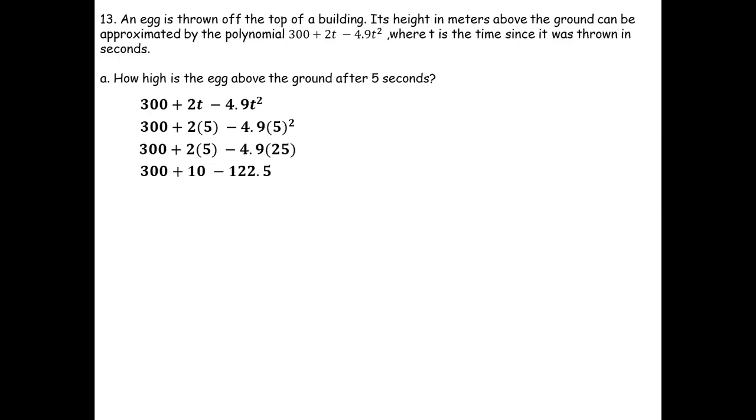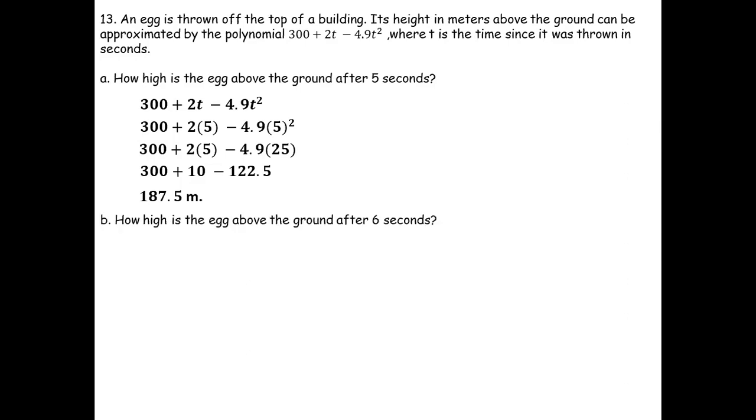Now all you have to do is add and subtract. 300 plus 10 is 310, minus 122.5 will give you 187.5. So after 5 seconds, the egg will be 187.5 meters above the ground.